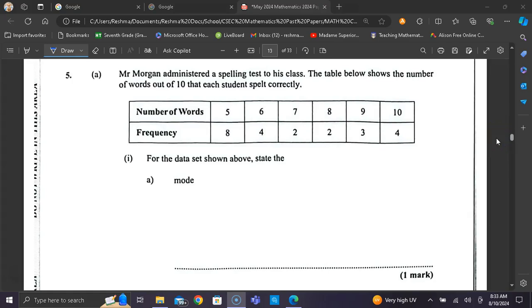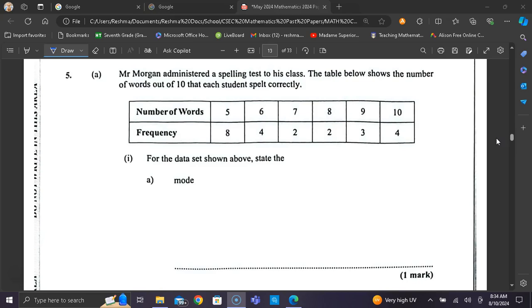Hi everyone, and welcome back to the solutions for CSEC Math May 2024 Paper 2, and we're on question 5, which has to do with statistics. So part A, Mr. Morgan administered a spelling test to his class. The table below shows the number of words out of 10 that each student spelled correctly. So we have number of words 5, 6, 7, 8, 9, 10, and then we have the frequency.